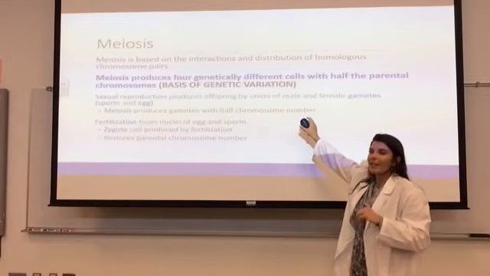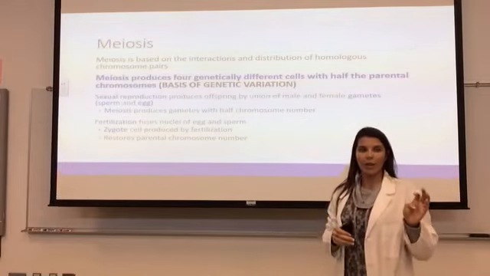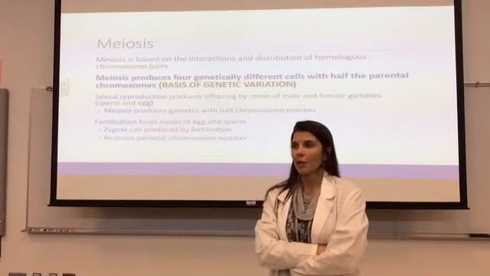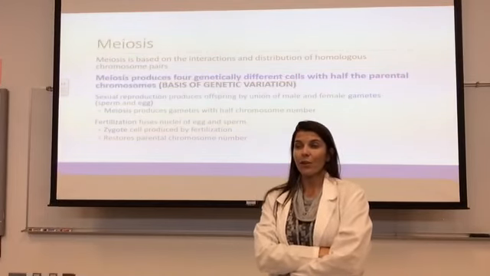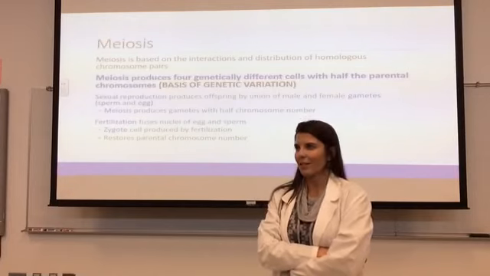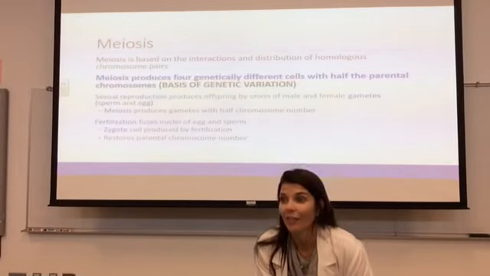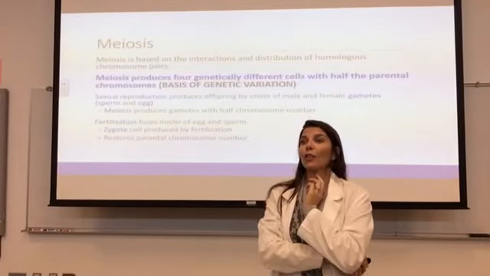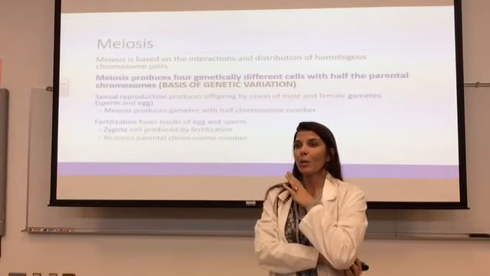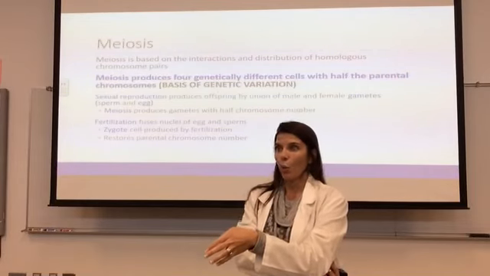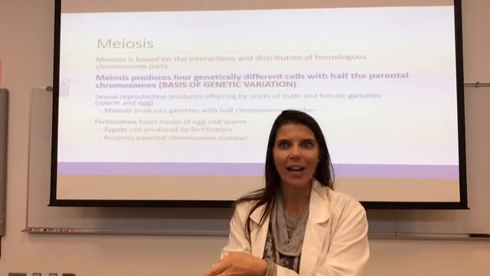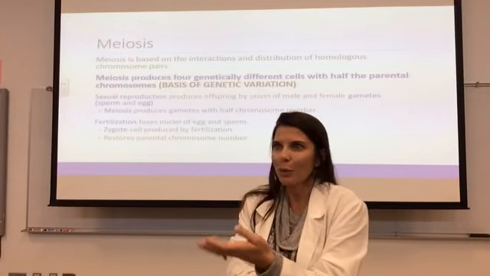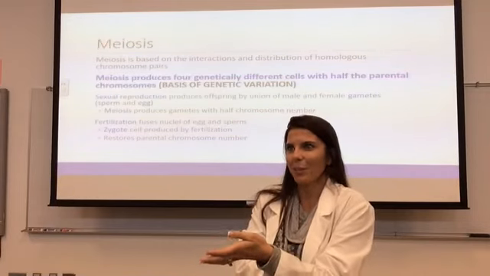Meiosis is the basis of genetic variation. What does genetic variation mean? We're diverse. We're genetically diverse. What is genetics? Your DNA. How do you know that there's genetic diversity between me and Melissa? We don't look the same. If we were genetically identical, we would look the same.